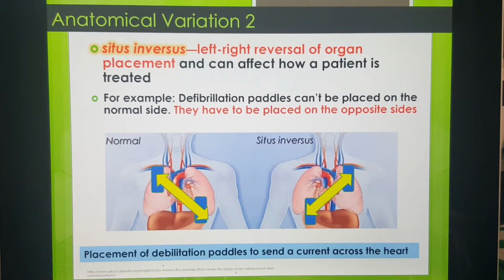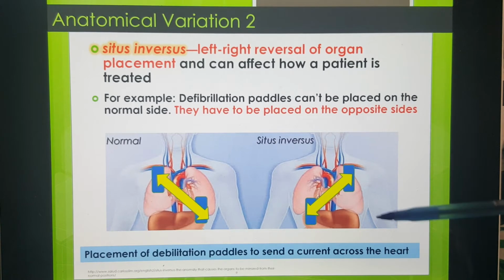Let's say someone has a problem with their liver and is going in for surgery. For someone with situs inversus, instead of the normal placement of the liver on the right side of the body, it's on the left side of the body. So knowing where that is makes sure that, if you're having surgery, the person knows where to cut.